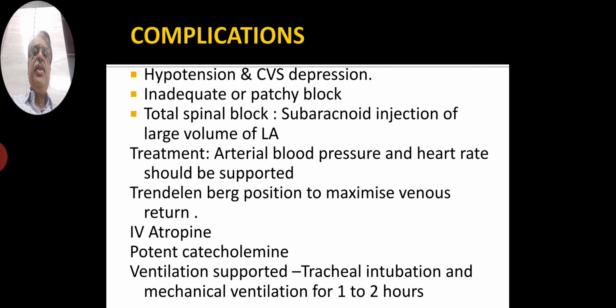Then other complications: hypotension and cardiovascular depression. Inadequate patchy block, and total spinal block. If a large volume of local anesthetic is inadvertently injected into the subarachnoid space, the treatment is: arterial blood pressure and heart rate should be supported, Trendelenburg position to maximize venous return, IV atropine, potent catecholamine, ventilation support, tracheal intubation and mechanical ventilation for 1 to 2 hours.